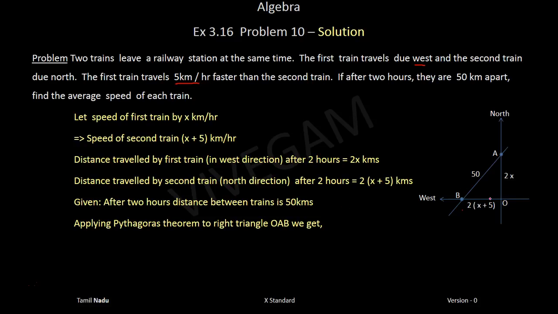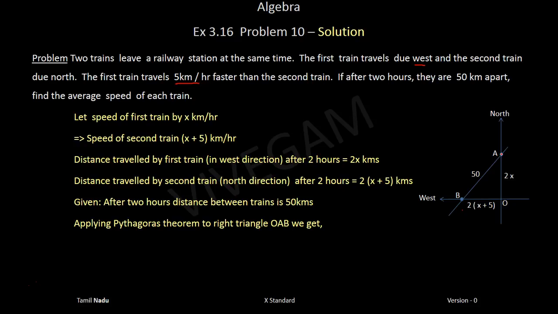Now you put all those things in the diagram. So this is the north, this is the west. So after 2 hours, let the first train be at A and the second train be at B. So OA will be 2x, that's the distance traveled, right? And OB will be 2 into x plus 5.